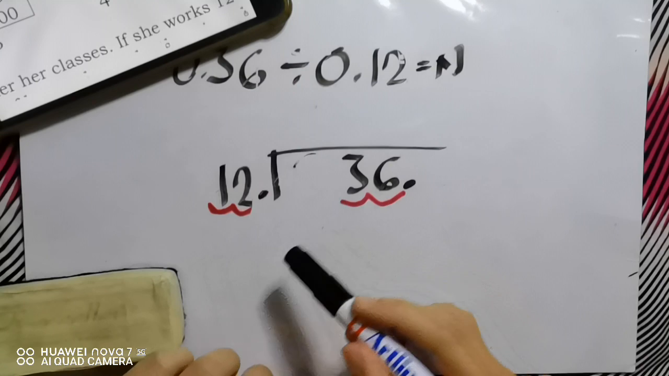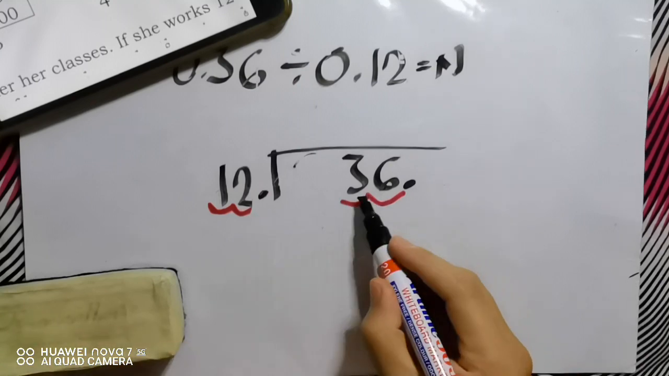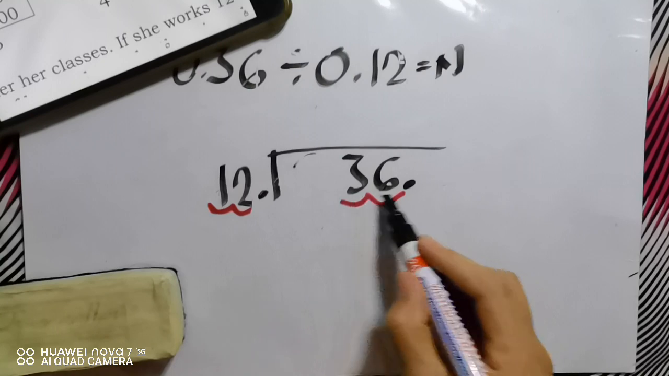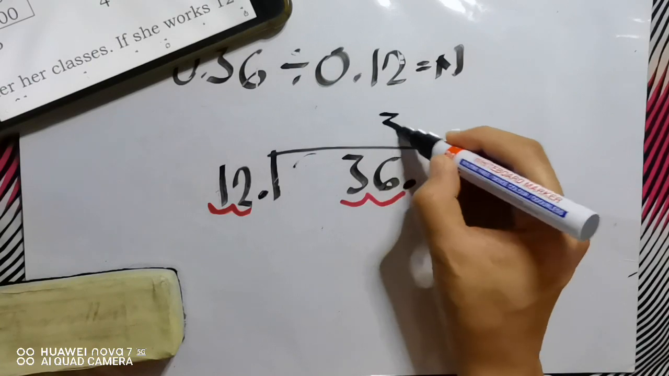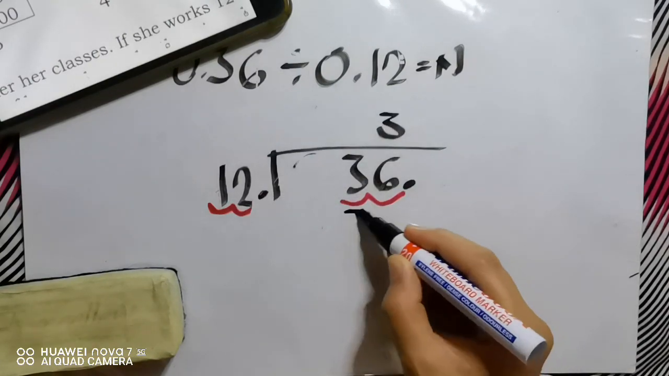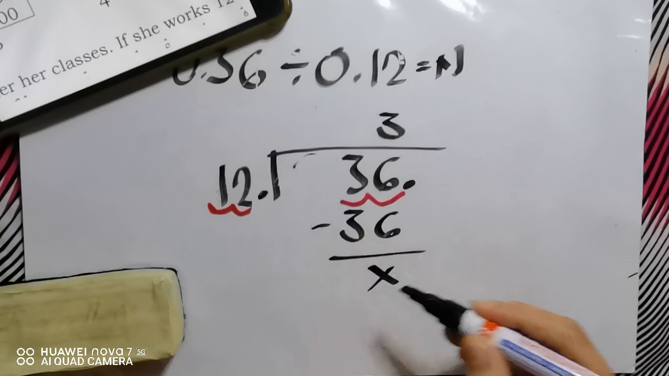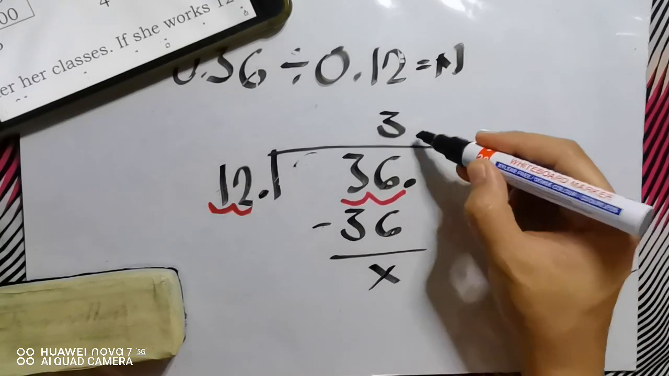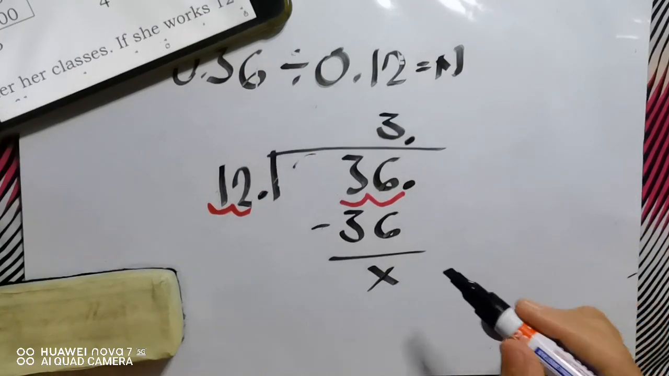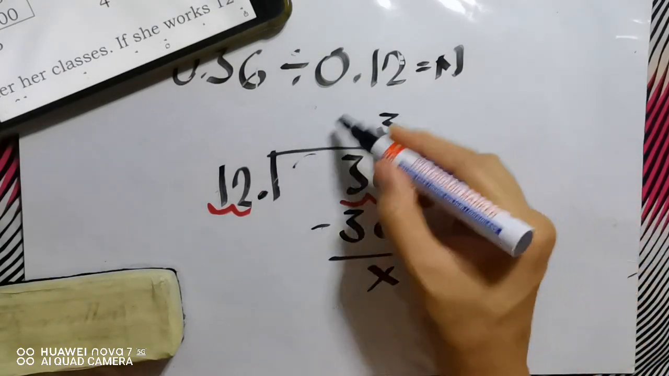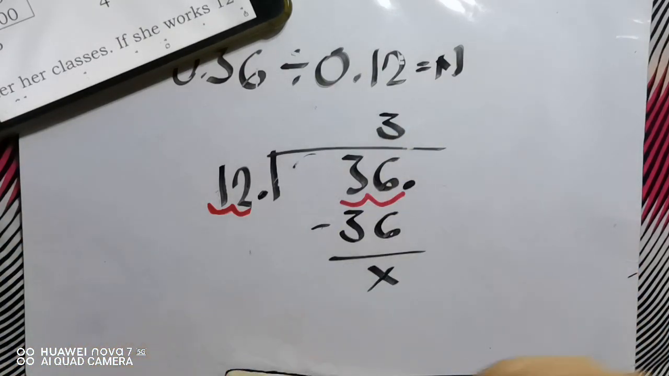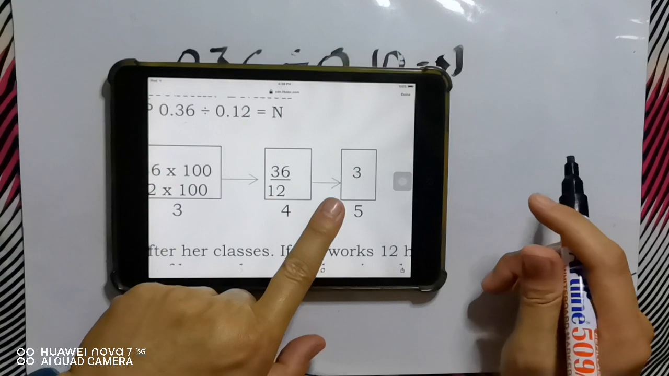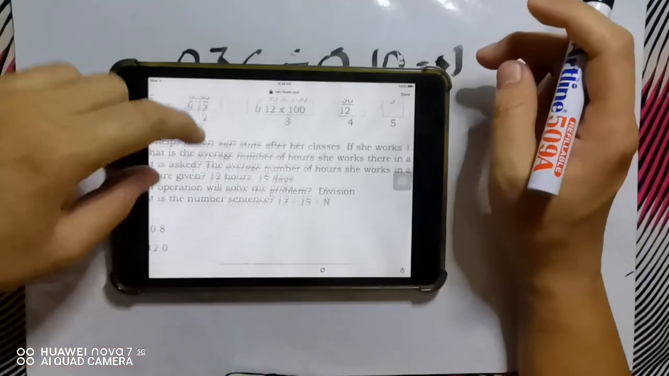So, ilang 12 ba meron sa 36? As you can see, yung 3 divided by 12 hindi pwede. So, you're going to use 36. So, ilang 12 ba can we get from 36? So, we can get there 3. And then multiply 3 times 12, you have 36. Subtract, 0. Now, ito yung decimal point mo. You just have to put it upstairs. Itaas mo lang siya doon. So, since wala namang number dito, pwede lang wala siya yung decimal point dyan. So, the answer is 3. Just like in the example, which is 3. So, yan yung ating sagot.